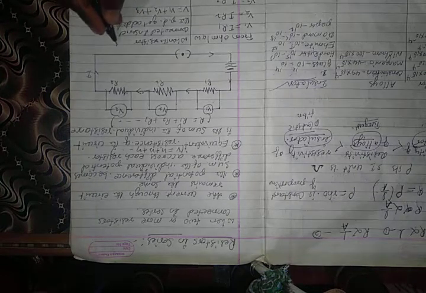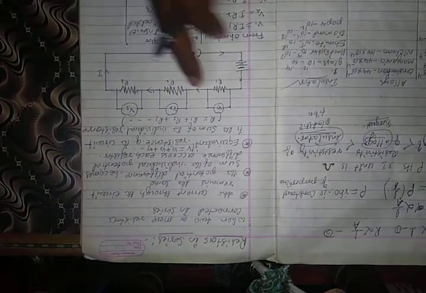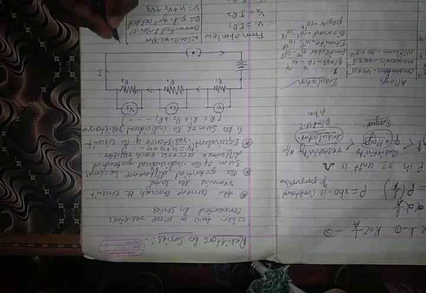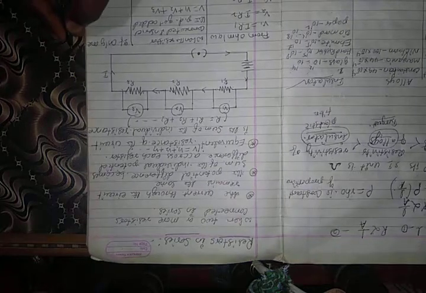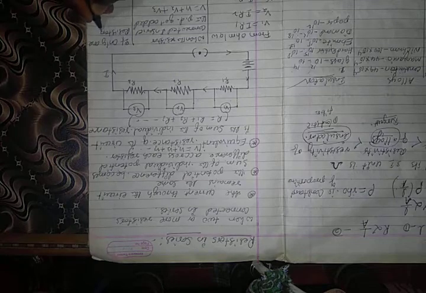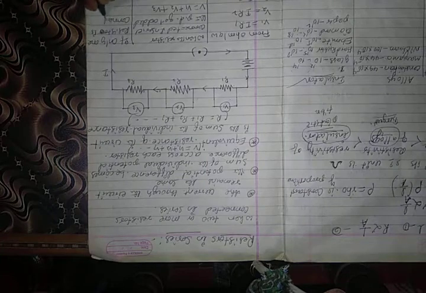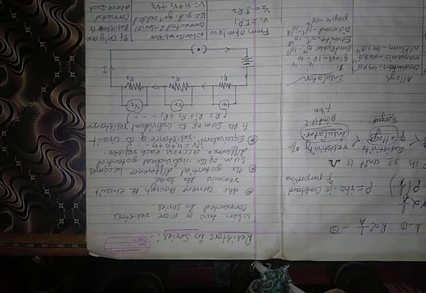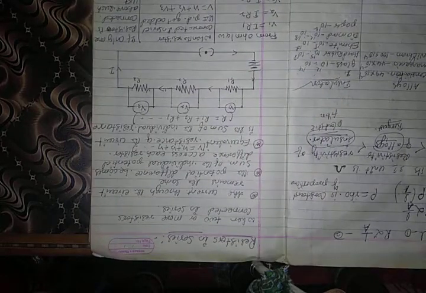So this is the second condition. Let us consider there are three resistors. If only one resistor is connected, then V is equal to IR.